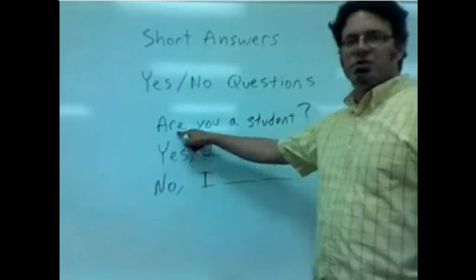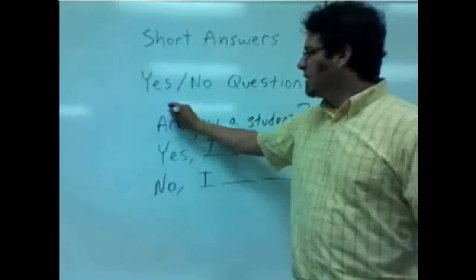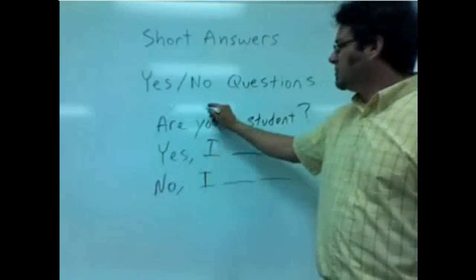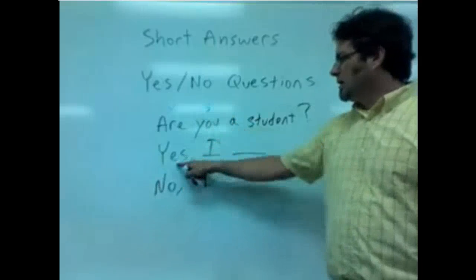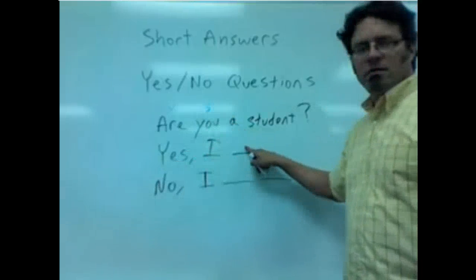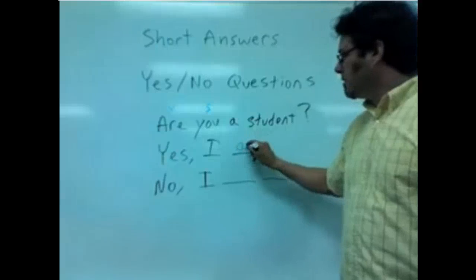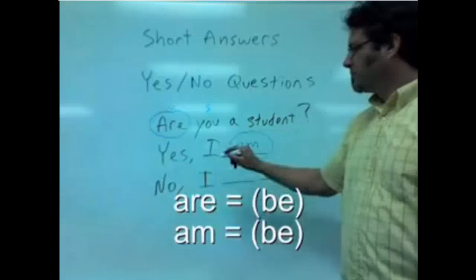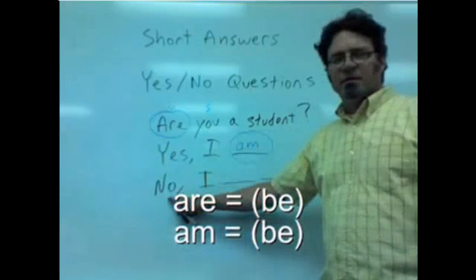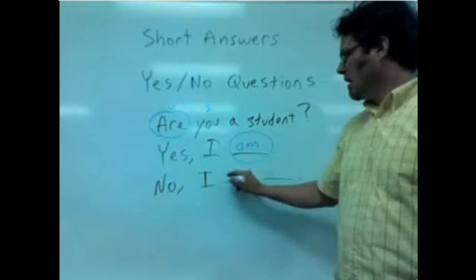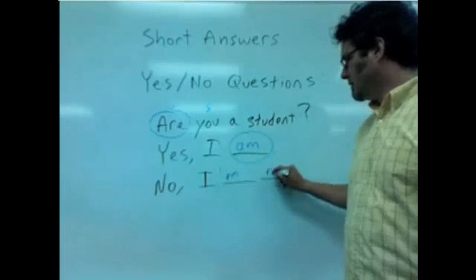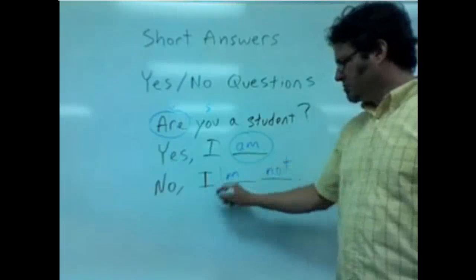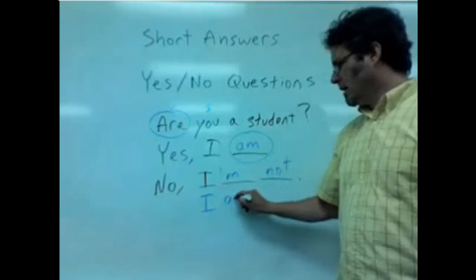Are you a student? This is the verb be, and the subject is you. Yes, I am. This matches the verb be. If it's negative, no, I'm not. This is the contraction for I am.